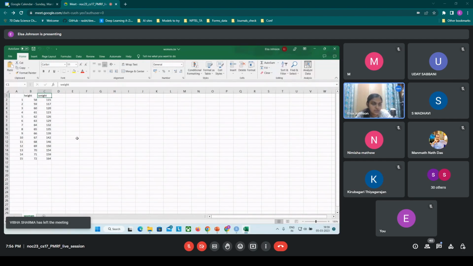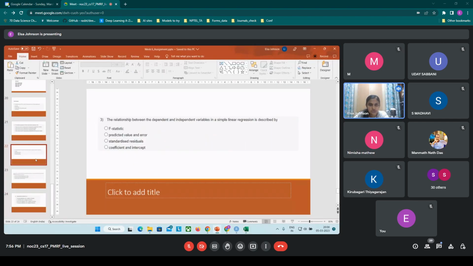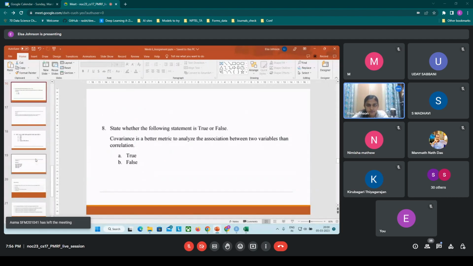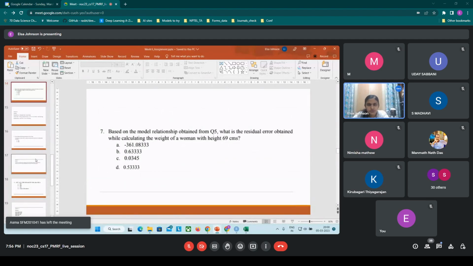That's right, that's what I told earlier. But this data set has been given like women.csv in the portal. So in the question, all the questions were based like that only. That's why the question was asked here, like, calculate the weight of a woman with height like this. So the data set is like that.